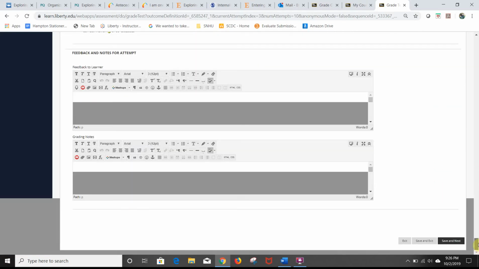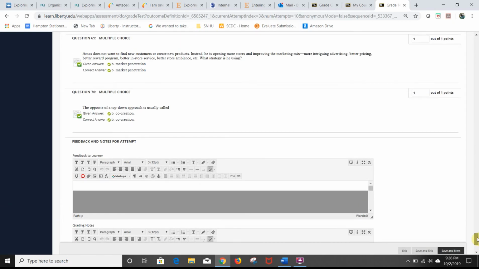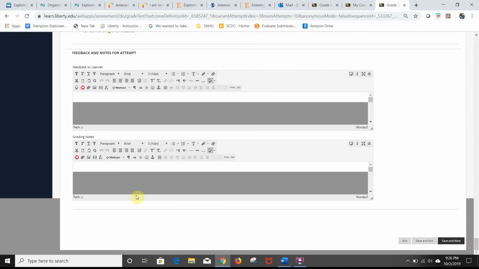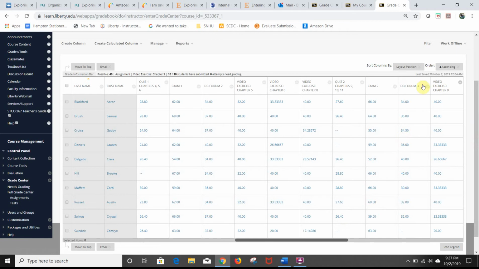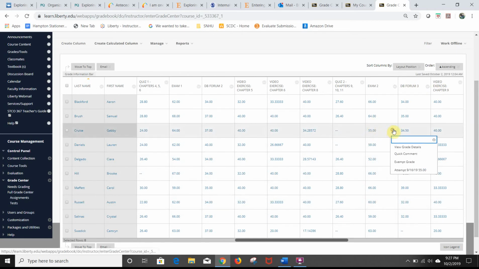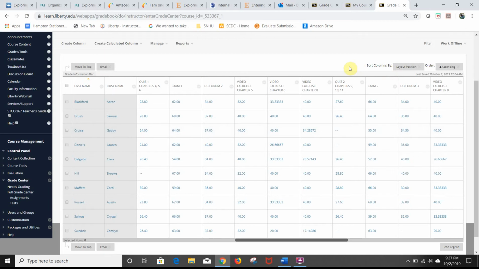If I do something crazy in here, if I give points for a question that's wrong or whatever, sometimes I make a note, but for the most part, I don't really worry about it. You can also come out here if you need to and just adjust the grade. I believe you can, yep, you can just click on there and adjust the grade. So that is what I would do first.